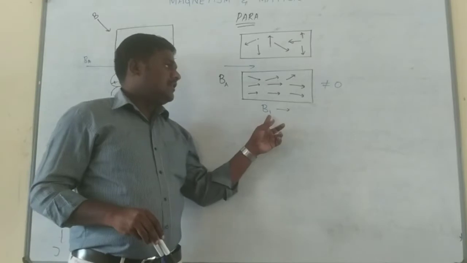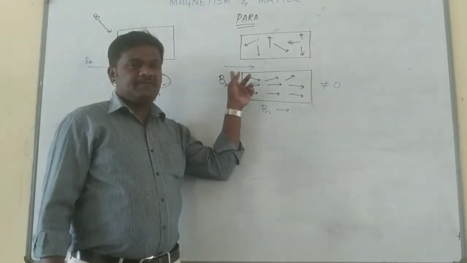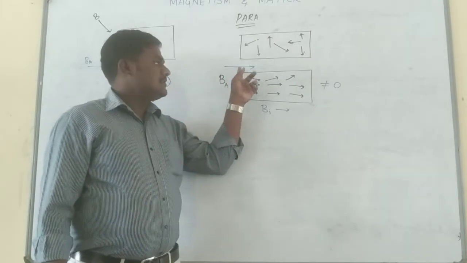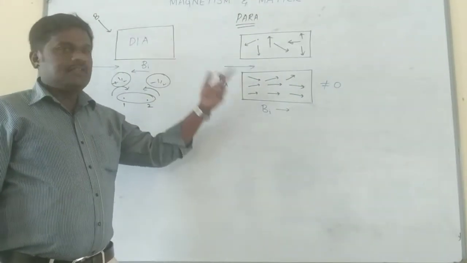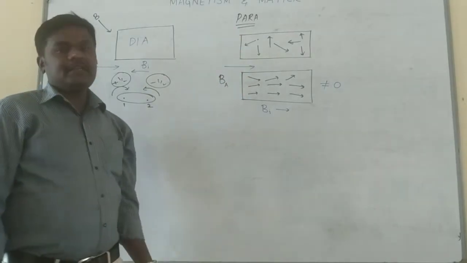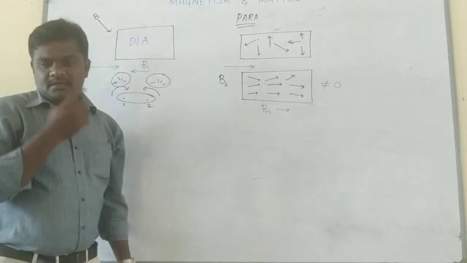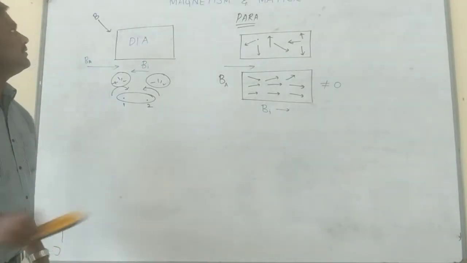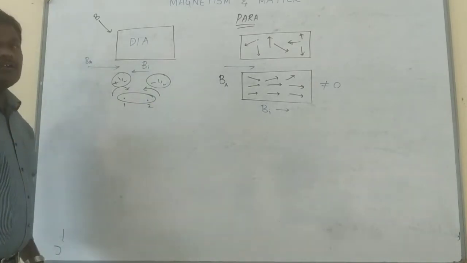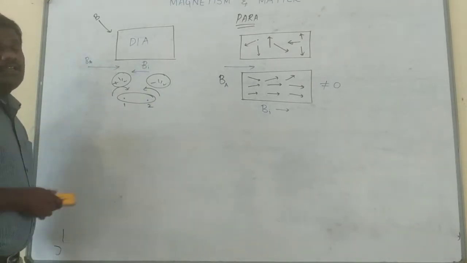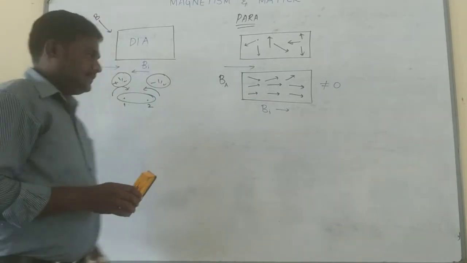Then the net magnetic field induced inside will be in the direction of the applied field. Automatically, since they are in the same direction, the net magnetic dipole moment is not equal to 0. Paramagnetic materials are feebly attracted by the external magnetic fields. So this is the case for dia as well as para. Both are discussed based on what? Electron theory. Now when coming to the ferromagnetic materials, we are going to discuss based on domain theory.